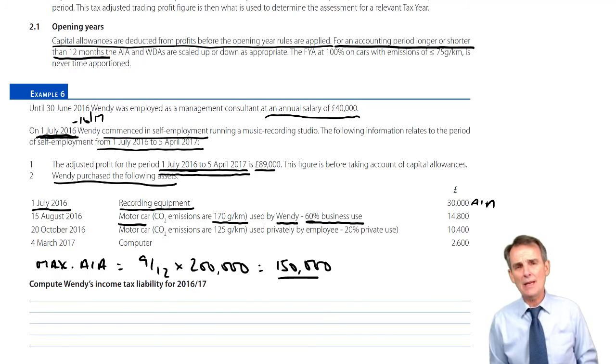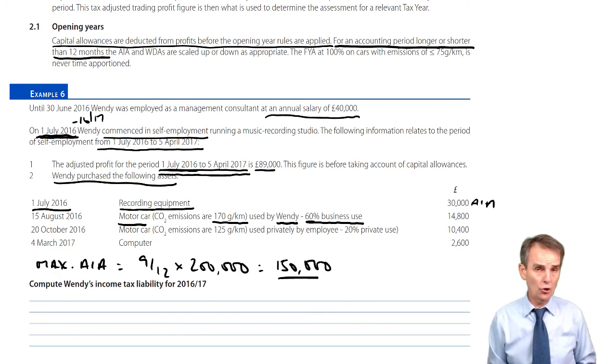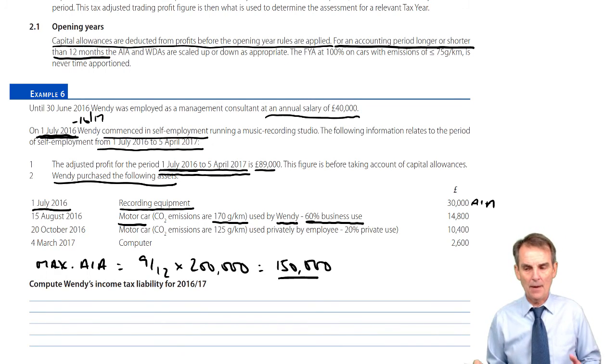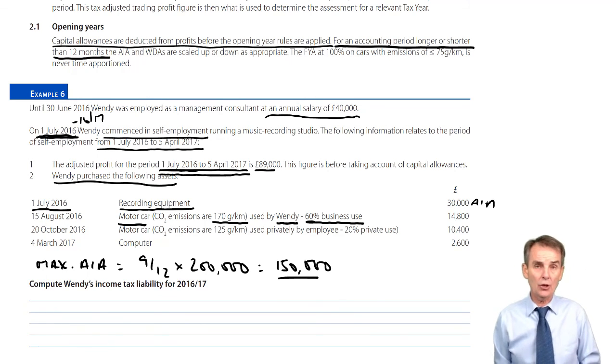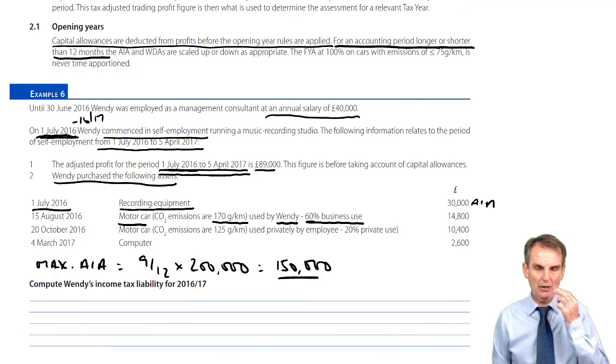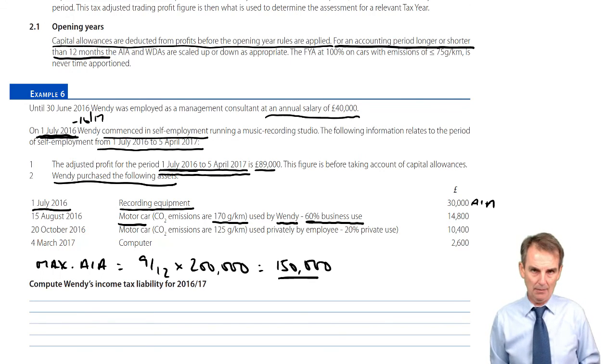But what allowances do we get on cars? Now, you should know that with a car with emissions above 75 grams per kilometre, below that would be first year allowance. But above it, no AIA, and it's only writing down allowance. The then question is, what level of allowance? Based on CO2 emissions, is it going to be the main pool figure of 18%, or would it be the special rate pool figure of allowance, 8%?